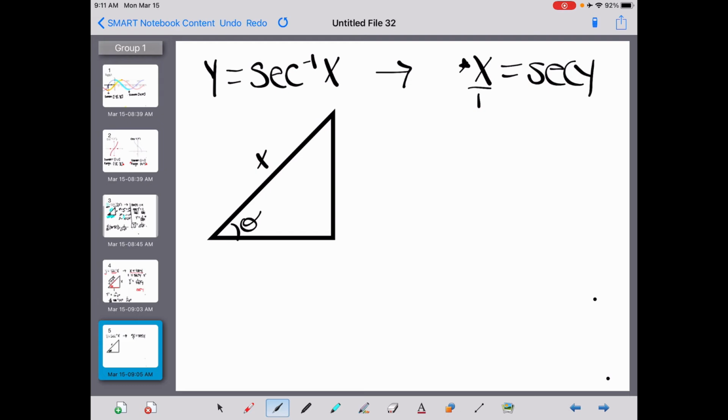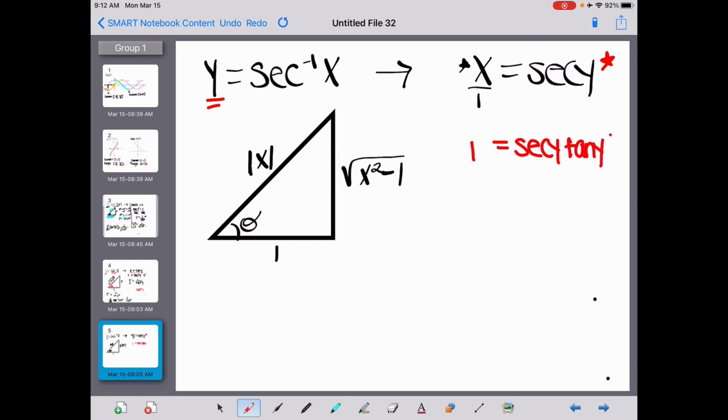But if x is our hypotenuse, we want to make sure that it's positive. So we put absolute value bars around that x value. And then if you went around and did the rest of this triangle, you would find that this height right here is the square root of x squared minus 1. So now again, going through the process, in order to find out what y prime is, we'll find the derivative of this equation. The derivative of the left is 1. The derivative of the right is secant y tangent y, attach y prime.